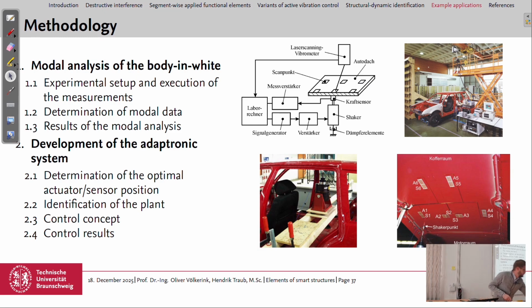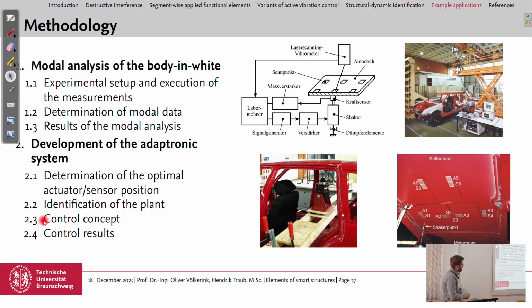With this, the modal data were recorded, and the results of the modal analysis were then used to develop the adaptronic system, or the smart structure. And again, at first, the optimal actuator and sensor positions had to be determined using the modal index, and then also control concepts were developed, and experimental tests were performed.